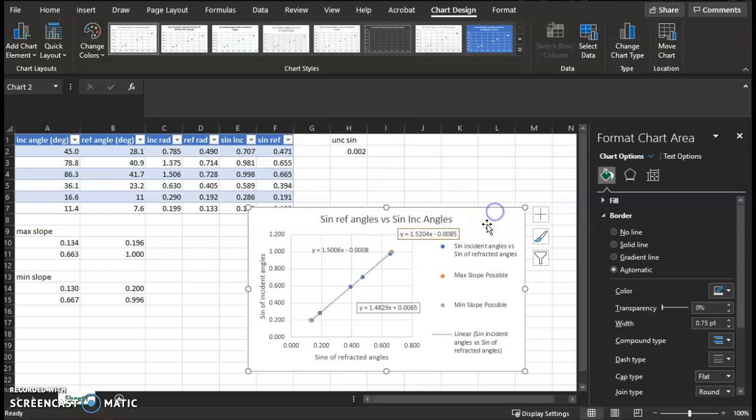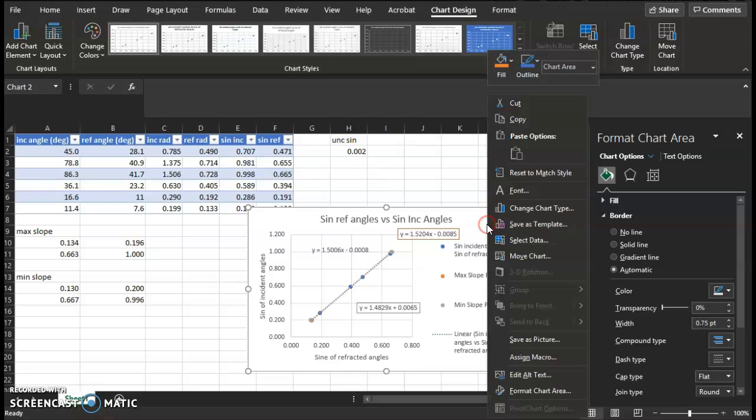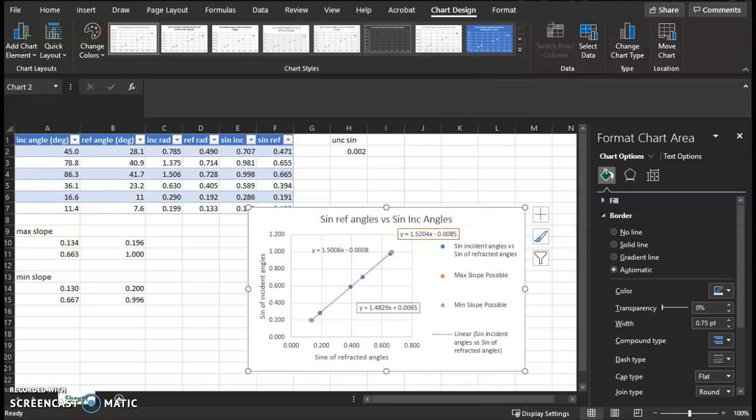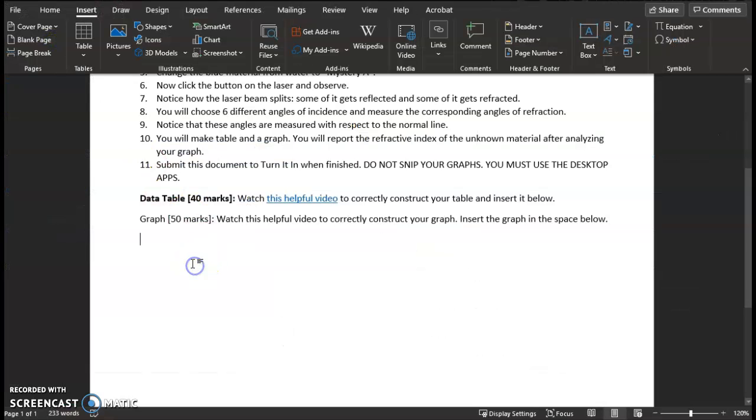Do not snip this. You're going to go control right click, you will copy, go to your Word document, and you will paste this here.